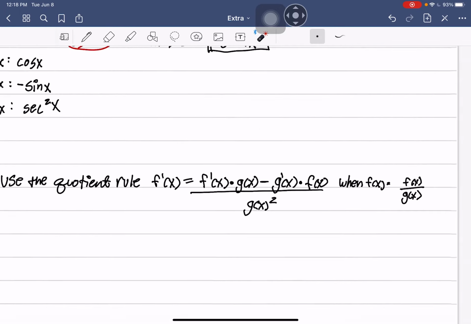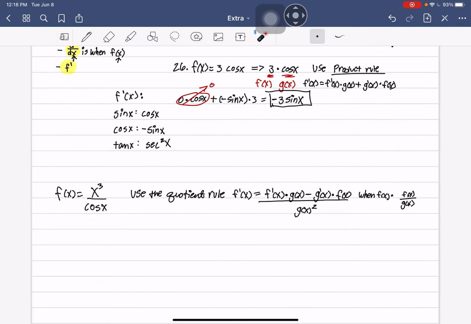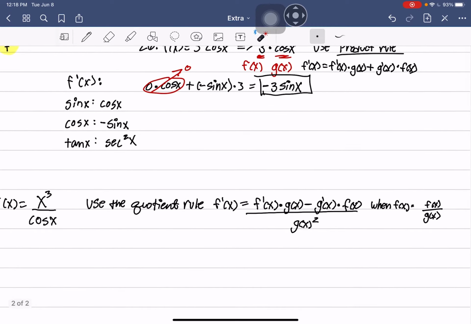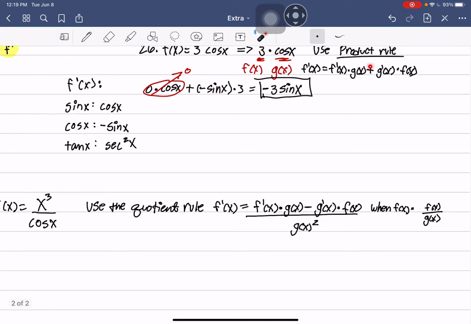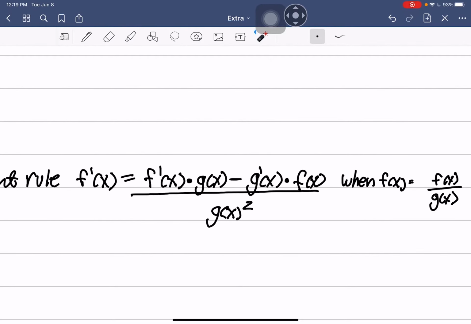So the quotient rule looks very similar to our product rule up here. The only difference is instead of our addition, we have a subtraction, and we have it over g of x, which is our original denominator, and we square it. So let me break it down a little bit further.